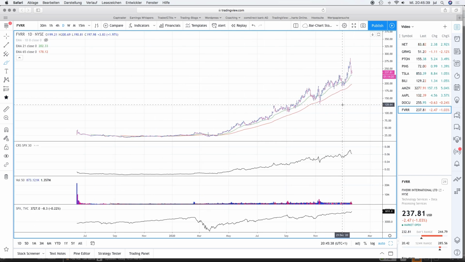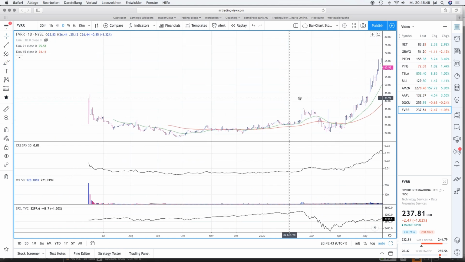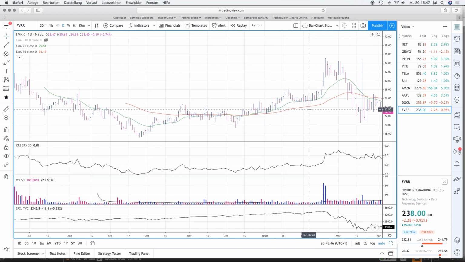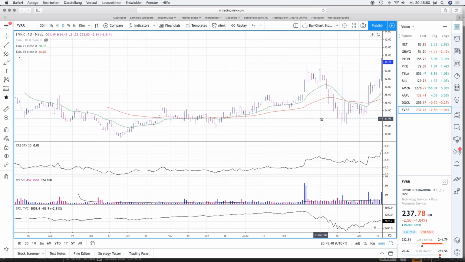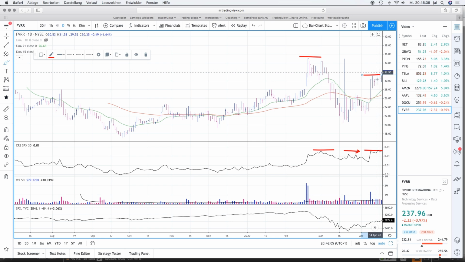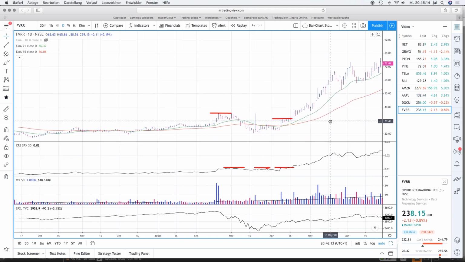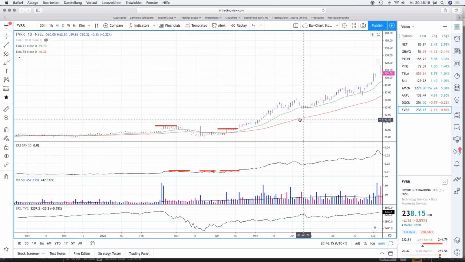If we now look, for example, here at Fiverr, it's another candidate from the March correction, also a very, very strong outperformer. You can see that the price also almost reached new highs, or the RS line reached new highs before the price. So the same thing here, same level of RS line, and the price was on a lower level, so very, very strong outperformance. And now you can see, of course, that it was one of the biggest winners in 2020 here.